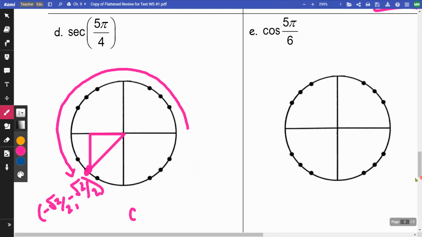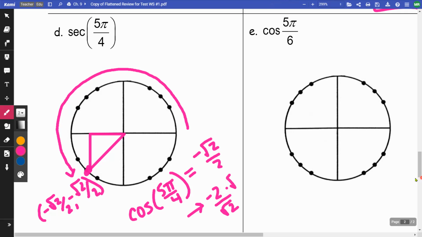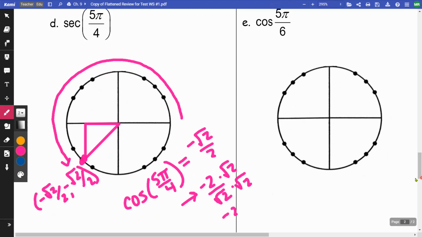Secant is really your cosine. So I really want the cosine of 5 pi fourths. Now in this case, the x and the y are the same coordinates, but I do want the x. So that's going to be -√2 over 2. Now I want the reciprocal of that, and the reciprocal of that is -2 over √2. I rationalize, and when I rationalize, I get -2√2 over 2, which simplifies to -√2.